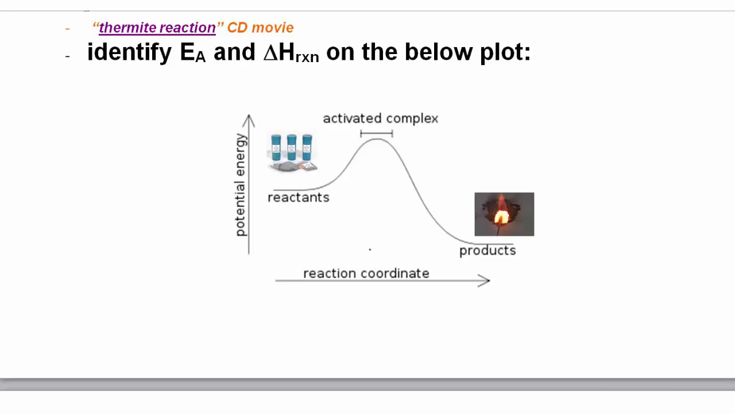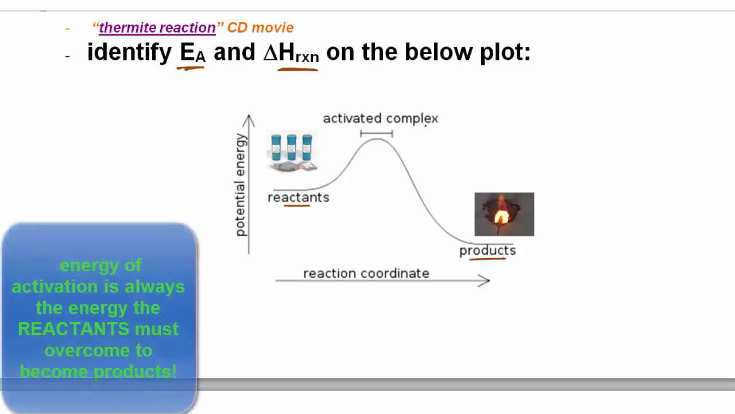That was definitely an exothermic reaction. So that means the products must be at a lower energy than the reactants. And that's what this plot is saying. The products are at a lower energy than the reactants. So on this plot, see if you can sketch in the energy of activation and the enthalpy for that reaction, and see if your answers agree with mine.